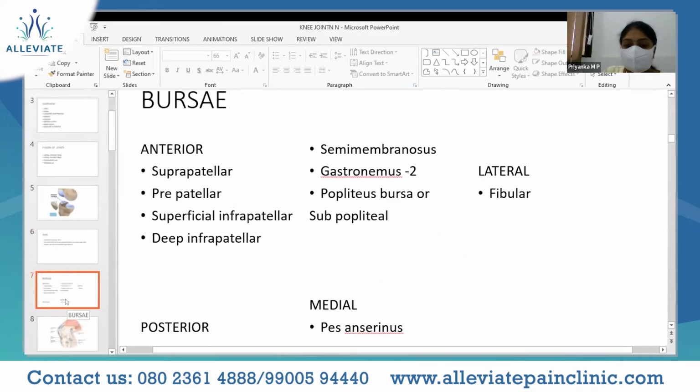So there are several bursae around the knee joint. Anteriorly, the suprapatellar, prepatellar, superficial infrapatellar, deep infrapatellar. On posterior aspect, there are semimembranosus, 2 gastrocnemius bursa, popliteal bursa. On medial side, there is pes anserinus bursa, and lateral side, there is fibular bursa.